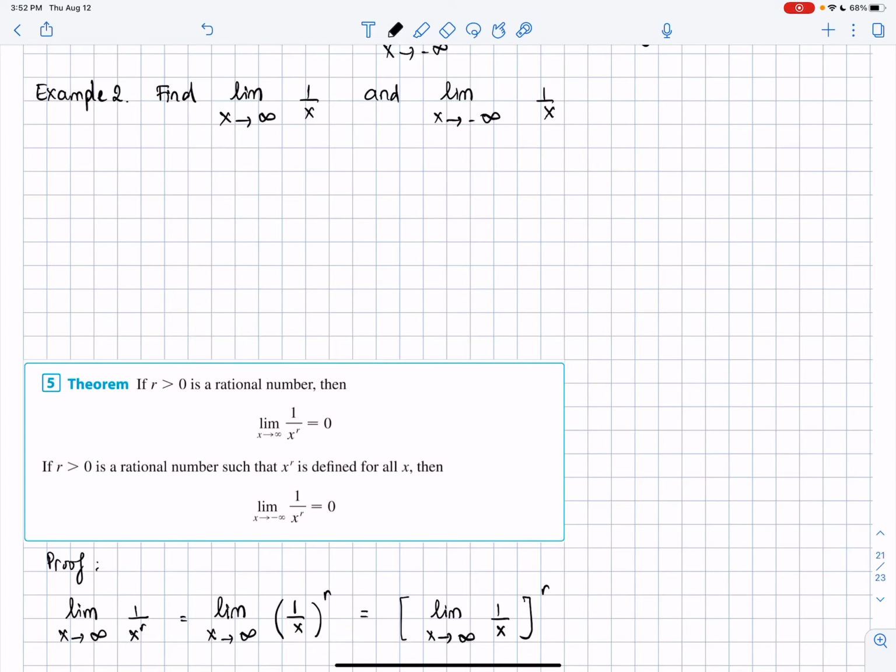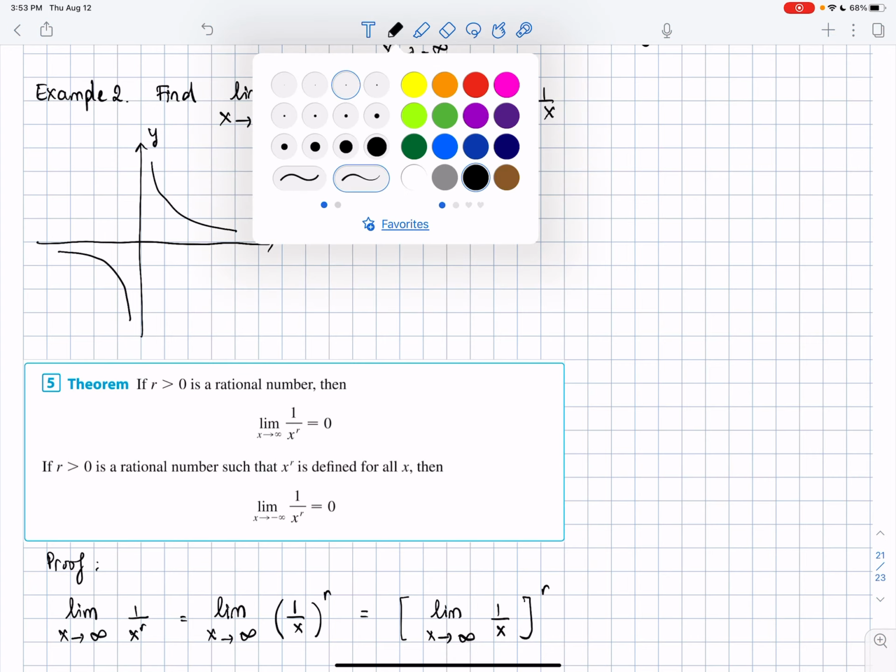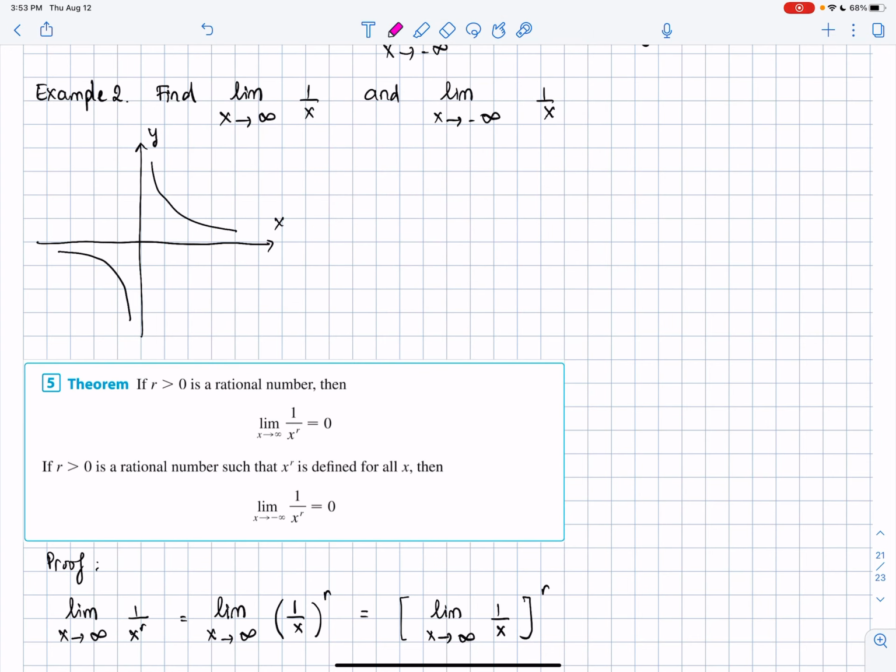Example number 2. We want to find the limit as x approaches positive infinity and negative infinity of the function 1 over x. If you recall from precalculus, the function 1 over x looks like this. So now we look at x approaching positive infinity. So we go this way.